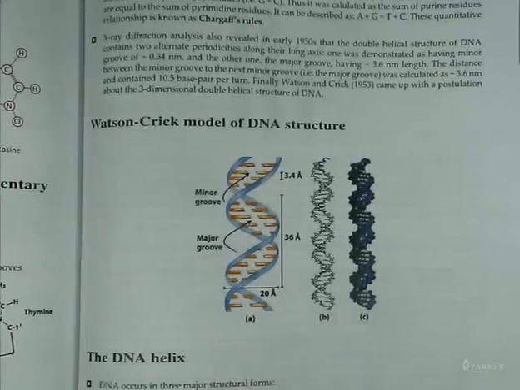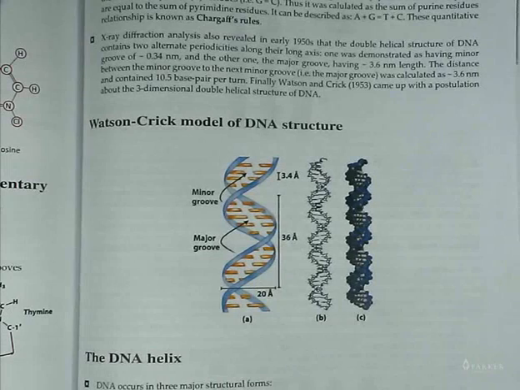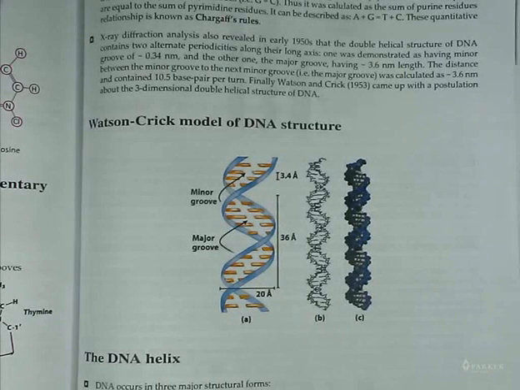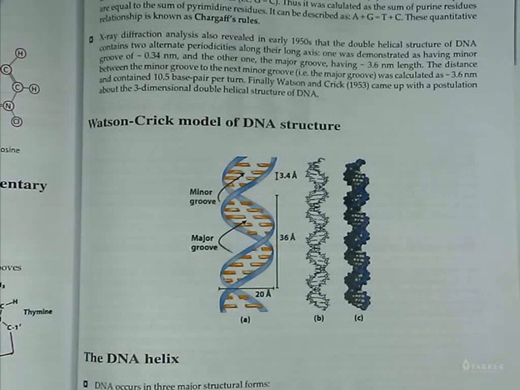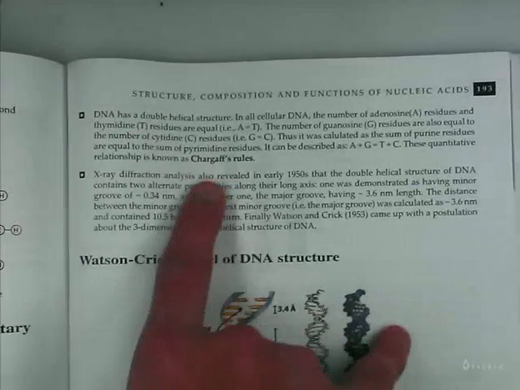I'm confused now. The words say 0.34 nanometers, but the picture says 3.4. Those are angstroms, so divide by 10. You can see here it's like 36 angstroms. One angstrom is 0.1 nanometers. So just look at the units. I skipped a little bit ahead.